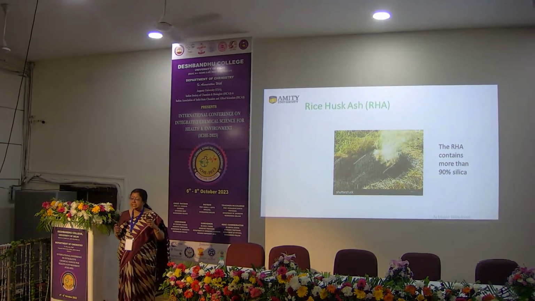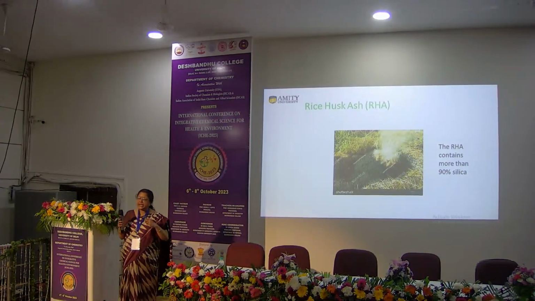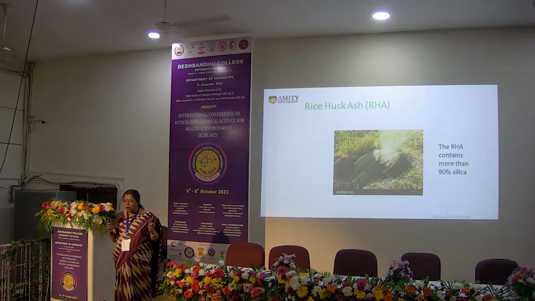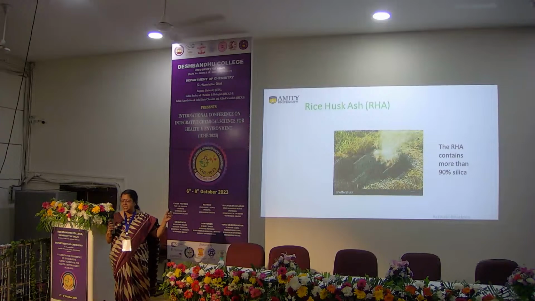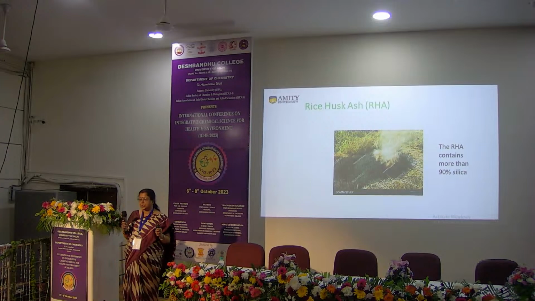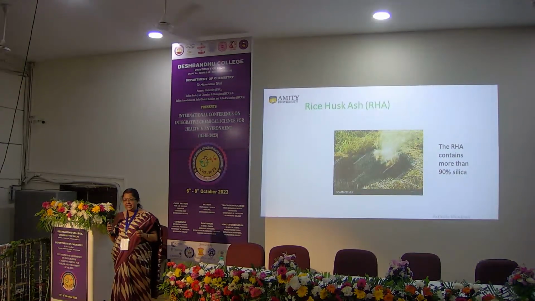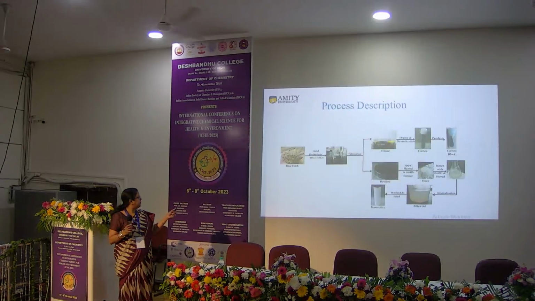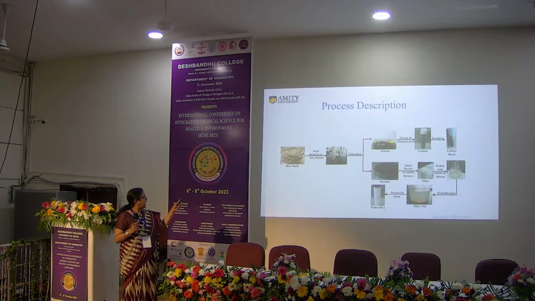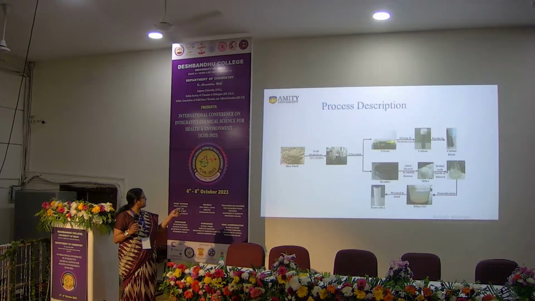Usually this rice husk is burned to get rice husk ash, where all the organic matter is burnt off, and you get only the silica. About 90% silica is present in this rice husk ash. But here in our procedure, we didn't burn it. We hydrolyze the rice husk, not the rice husk ash. We hydrolyze the rice husk, and then we get the carbon black as well as the silica.